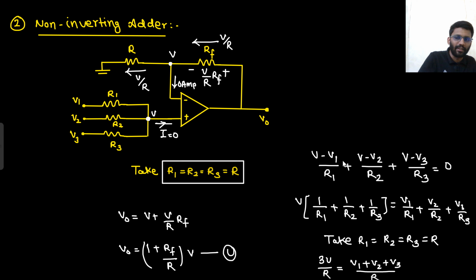We found the value of V from V minus V1 by R1 plus V minus V2 by R2 plus V minus V3 by R3. So V into 1 by R1 plus 1 by R2 plus 1 by R3 equals V1 by R1 plus V2 by R2 plus V3 by R3. All R I am taking equal to R so that the calculation is easier. So V1 plus V2 plus V3 by R on one side, and on the other side 1 by R plus 1 by R plus 1 by R, that would be 3 by R, so 3V by R. So the V value you are getting is V1 plus V2 plus V3 by 3. So this you can replace here now.